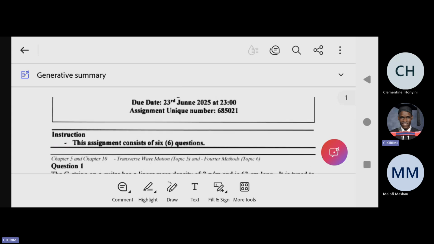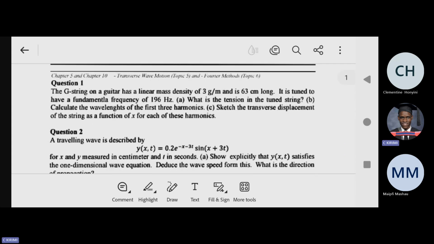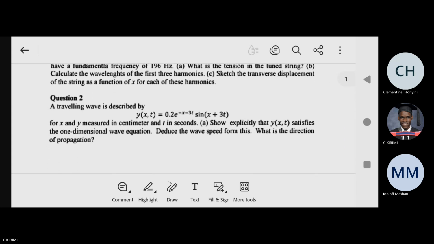Okay, this is question number 2. Question number 1, we are done. Question number 2. So it's saying a traveling wave is described by, so this is a wave that is a traveling wave, and there are two variables. It's varying in x at the same time with time. So y of x, t, which means there is a comma in between x and t, which means it's a function of x and t.